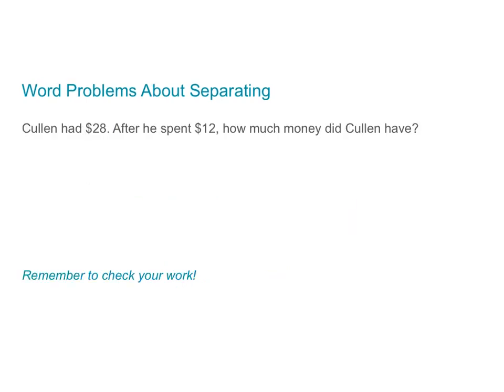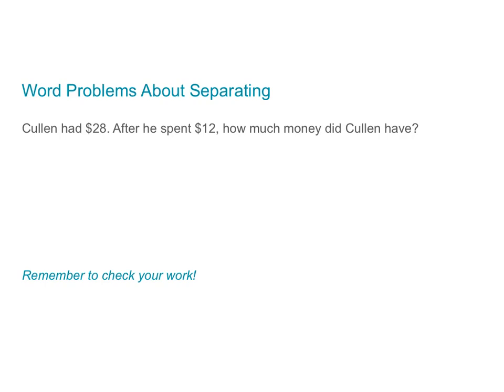So our very first example says Cullen had $28. After he spent $12, how much did he have? So if we have $28, he spends $12, we want to know how much he has. Please write an equation on your whiteboard of what that might look like. Remember, we are writing problems that show separation. So we're not creating addition problems, we are creating subtraction problems. You can pause the video here and try and write your own equation and then check it when you're ready.